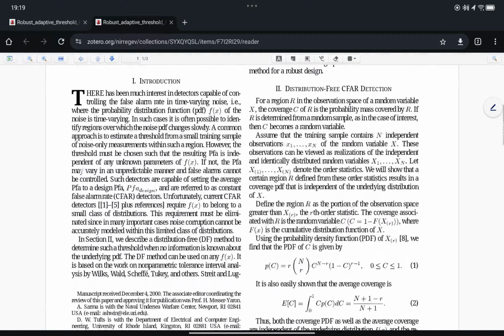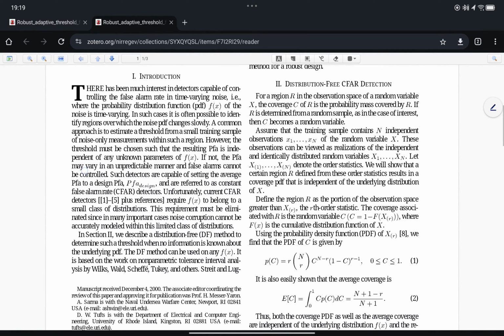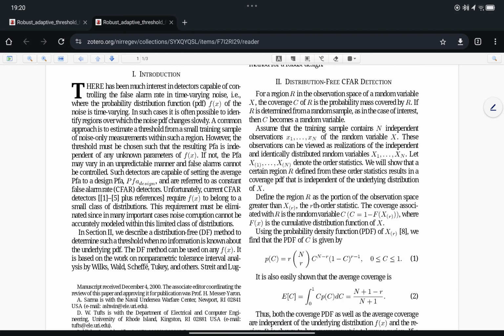First they start with the distribution-free CFAR detection. Let's say we have a range profile for an FMCW radar. It's basically an IID distributed random variable x1 to xn. It's a vector, and let's say that we sort it by the order statistics x sub (1) to x sub (n). We can say something about these order statistics.